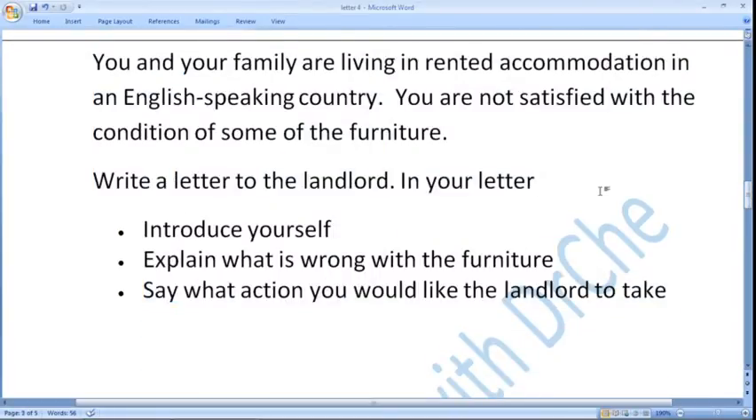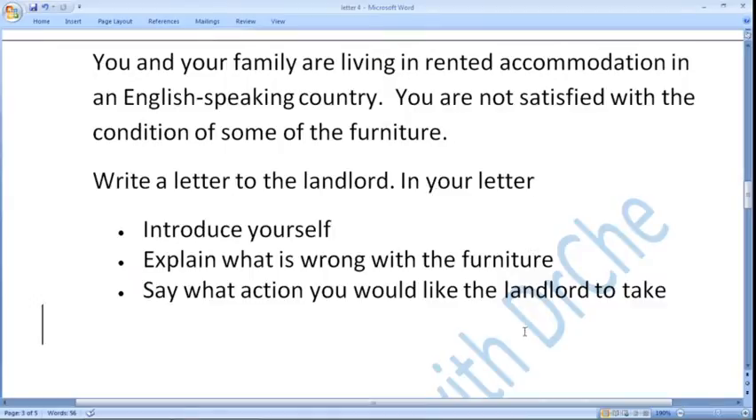This is our letter for today. You and your family are living in a rented accommodation in an English speaking country. You are not satisfied with the condition of some of the furniture. Write a letter to the landlord. In your letter, introduce yourself, explain what is wrong with the furniture, say what action you would like the landlord to take.